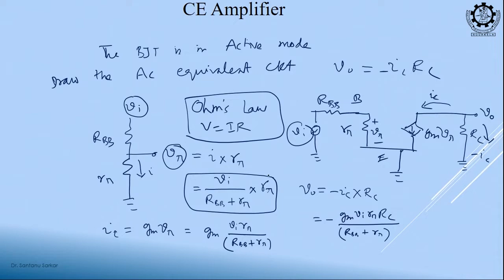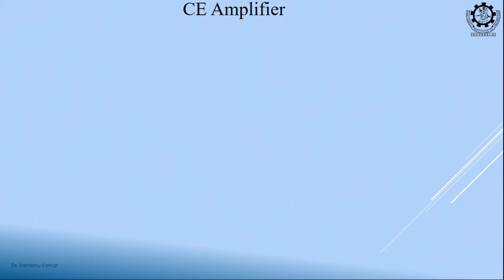I have replaced V pi with Vi. So, I can get the small signal voltage gain, which is V0 by Vi. So, Vi I will just divide this Vi. So, what is my gain? Minus Gm R pi RC by RBB plus R pi, clear. Next step is I have to calculate the values of this.